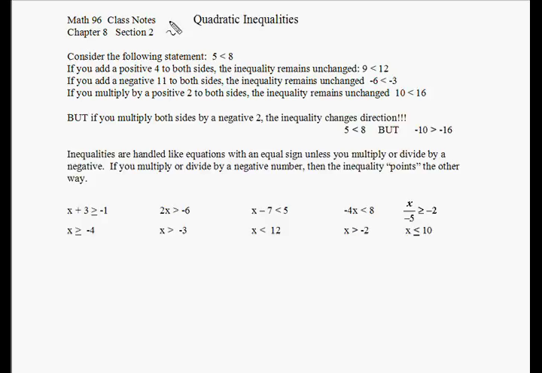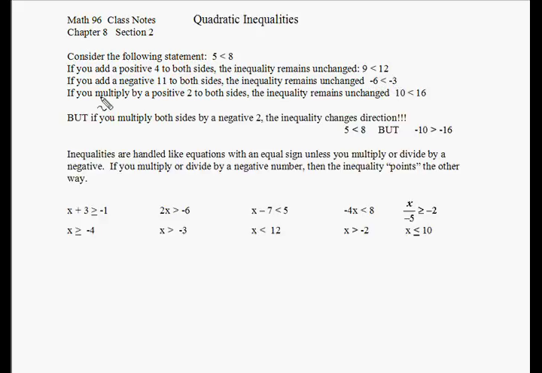Let's revisit inequalities. We had those in Chapter 1, and they'll show up again on the final. So if you consider the following statement that 5 is less than 8, and you add 4 to both sides, that would say that 9 is less than 12. Still true. If you add negative 11 to both sides, you get negative 6 is less than negative 3.